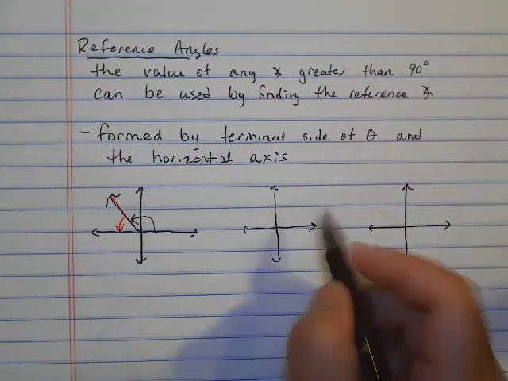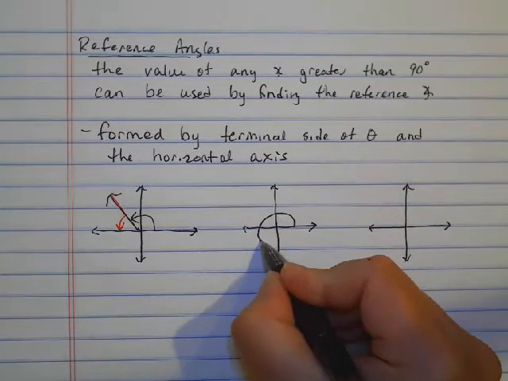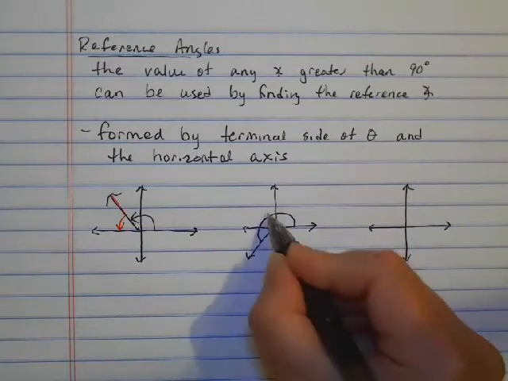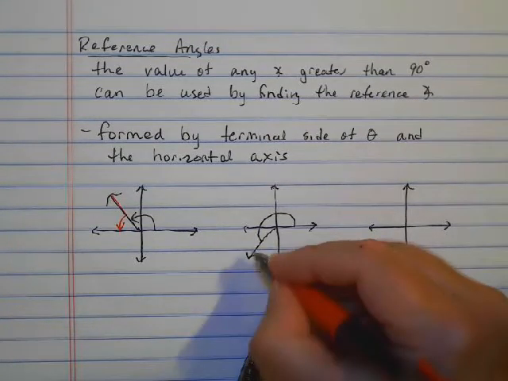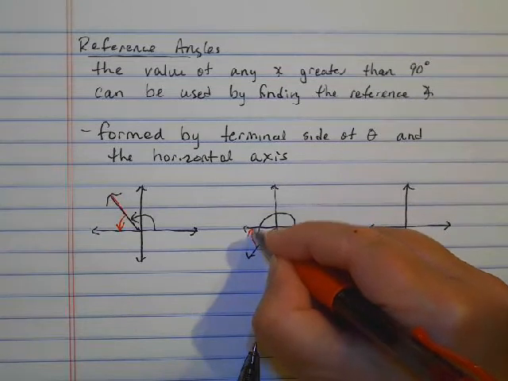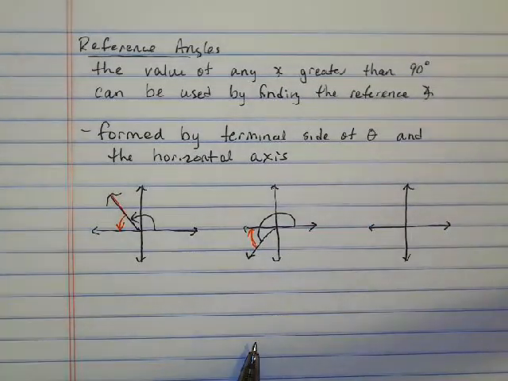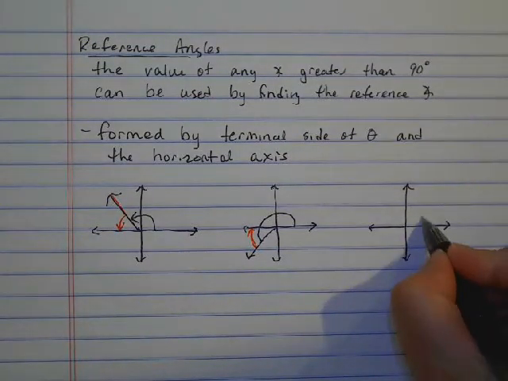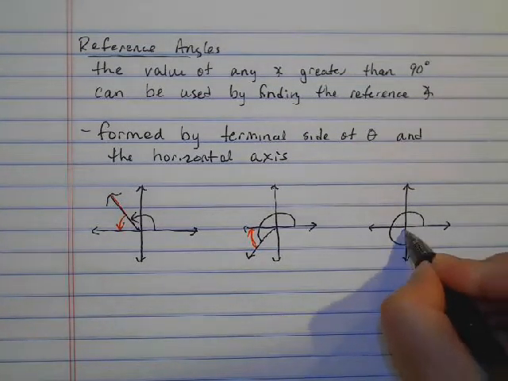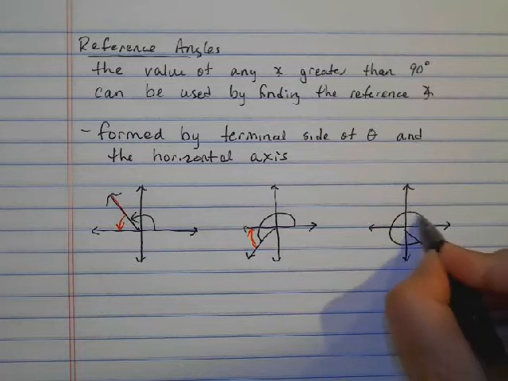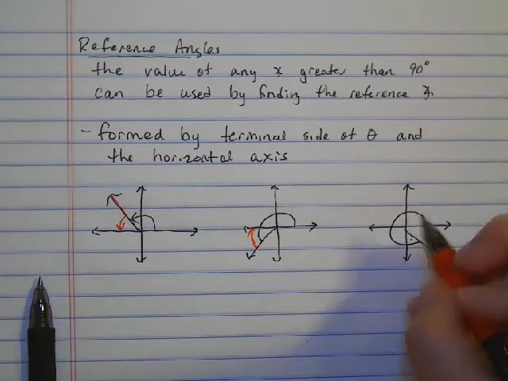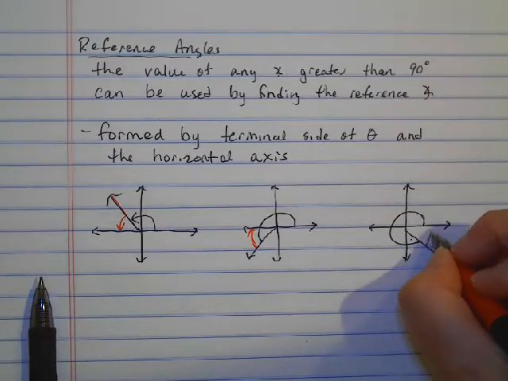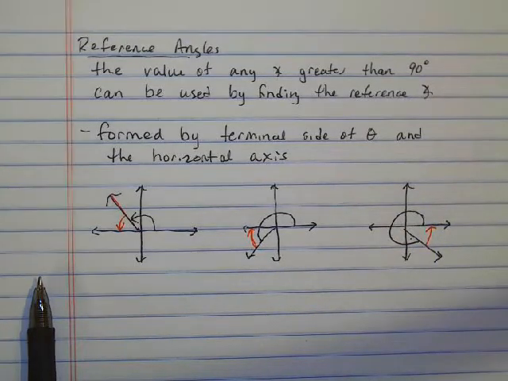If it was an angle in quadrant 3, so the angle was this one, the reference angle would be the angle that would be drawn back up to the horizontal axis. If it was in the 4th quadrant, so we're talking about this particular angle, the reference angle would be the shortest distance to the x-axis, which is there. So those are our 3 ways we can find a reference angle.